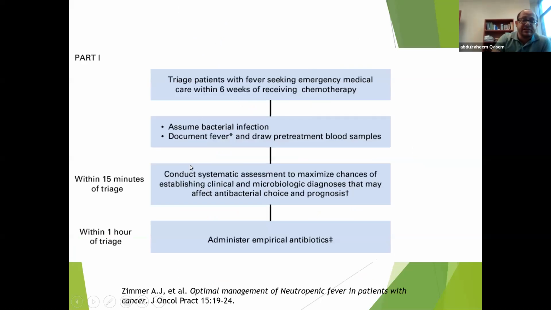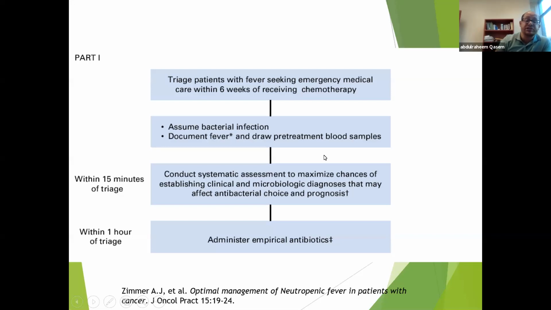Very important is, time is a very critical thing in patients with neutropenic fever, especially if their degree of neutropenia is severe. The sooner that you can administer empirical antibiotics, the better, and that leads to improved mortality in those patients.